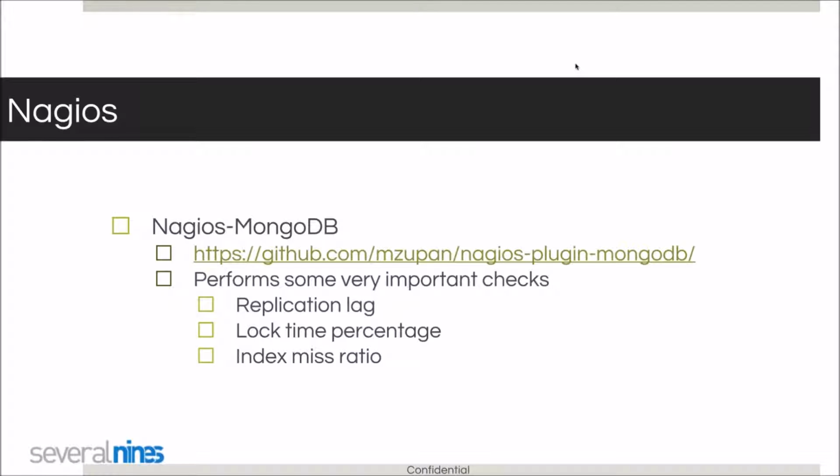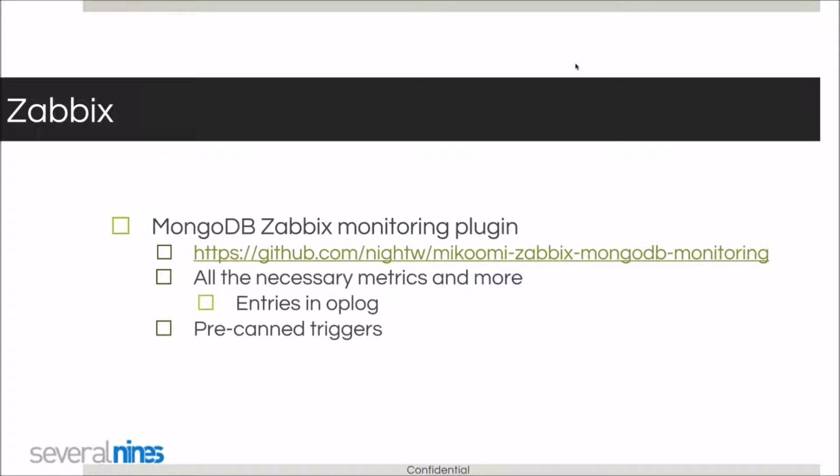For Nagios, there's a really nice Nagios plugin. It's performing the most important checks like replication lag, the lock time percentage, and the index miss ratio. So it's really good that it keeps an eye on all these different aspects of MongoDB. So it's quite a broad tool for that. And for Zabbix, we have another really nice plugin that measures everything inside the oplog and all the necessary metrics that you need. It also can do pre-canned triggers, so you can put triggers on certain metrics that it is collecting, so you can modify it yourself quite easily.